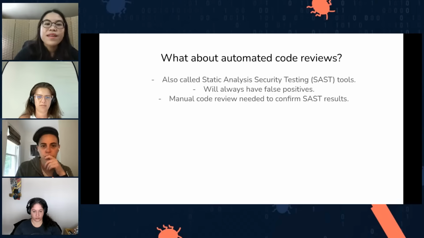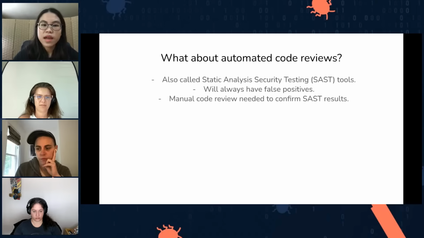So at this point, you might ask me, what about automated code reviews, Vickie? Can we just use tools to automate this entire process? Automated code reviews are also called static analysis security testing, or SAST tools. And these tools do have a place in the security process, and they tend to make the process much more efficient. But the issue with these tools is that they'll always have false positives and they're never 100% accurate.